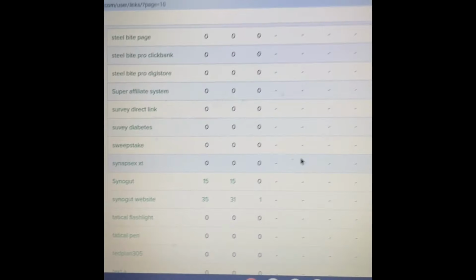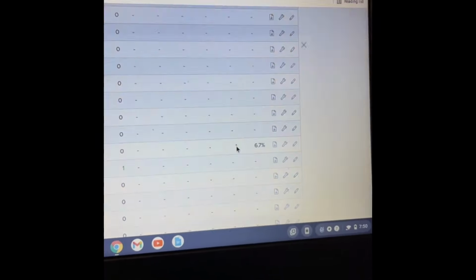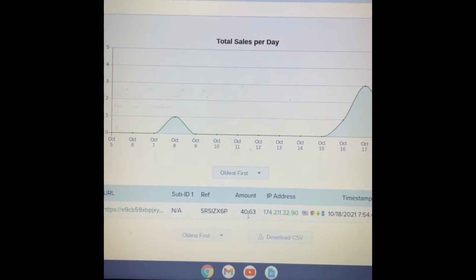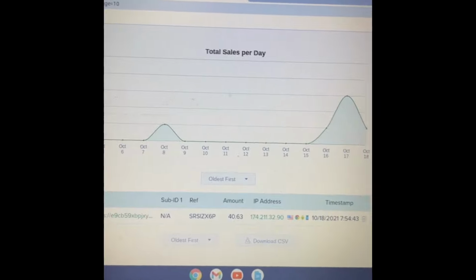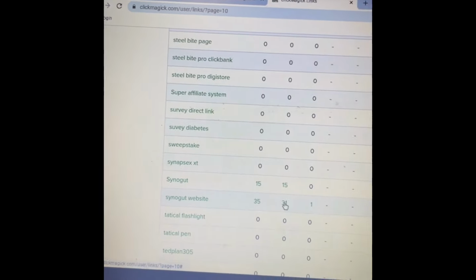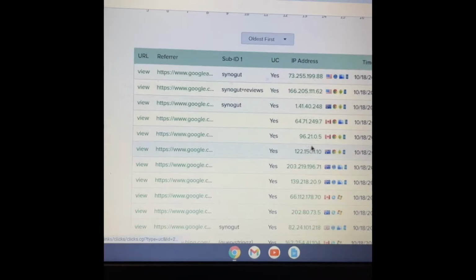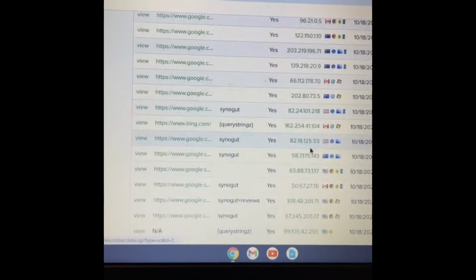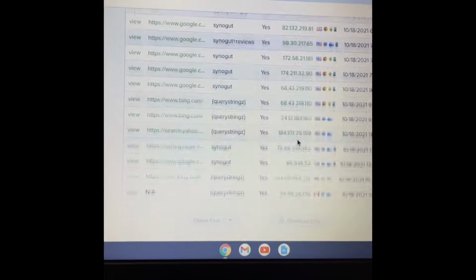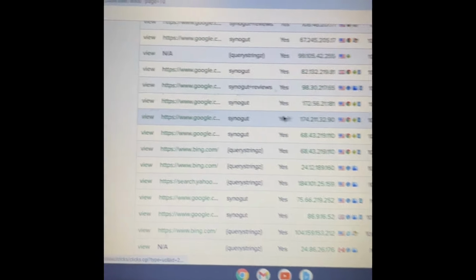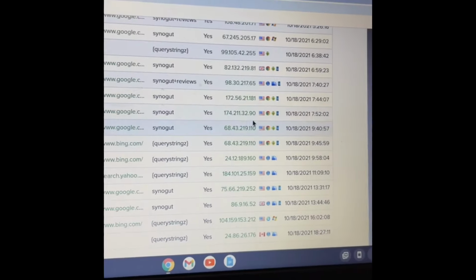Let's see, as you can see, Snaggle Gut right here shows one sale. Look at the IP address. See, we made $40.63, 174.211. Let's find his IP address in here. 174.211, right here. They typed in Snaggle Gut, and it came from a cell phone.